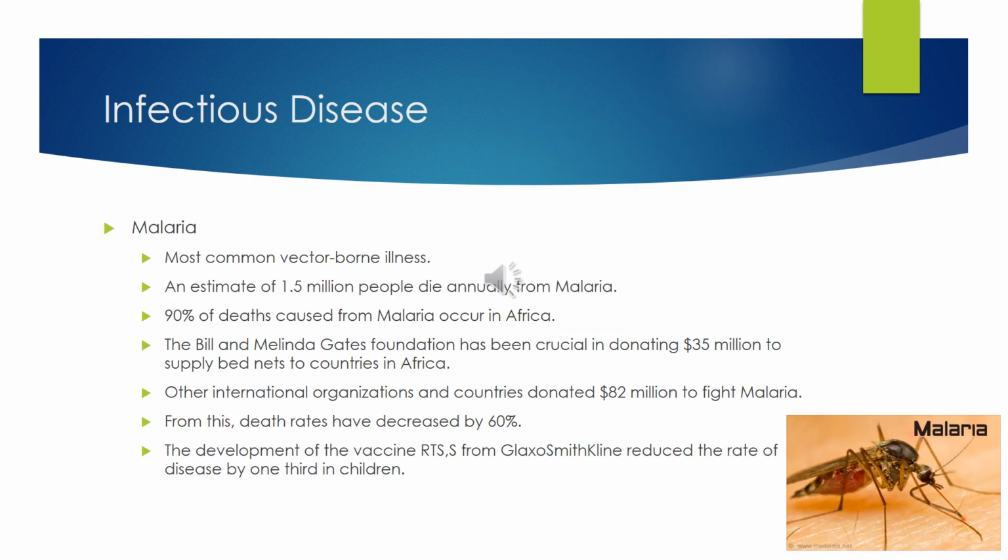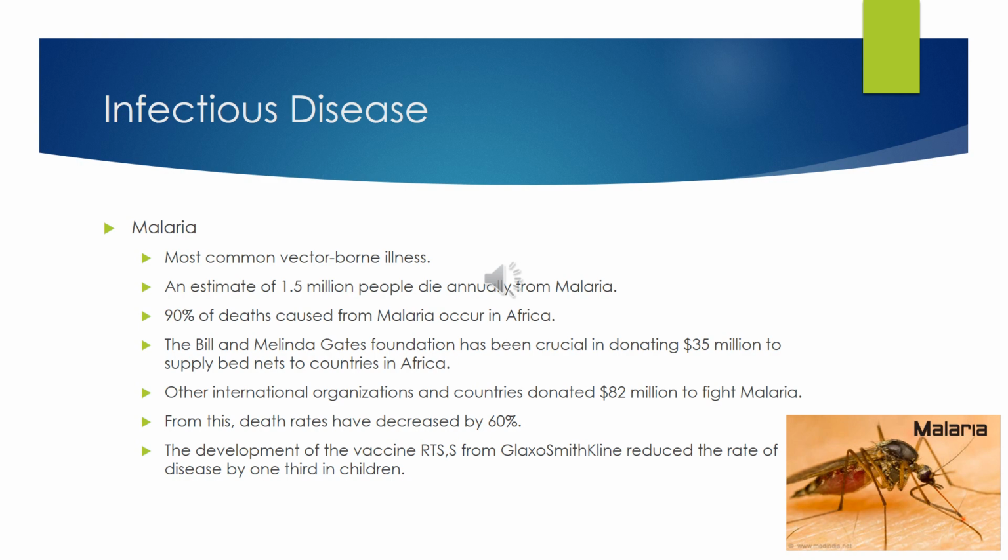Now speaking about malaria. Malaria is the most common vector-borne illness. It is transmitted through the bite of female mosquitoes infected with this disease. It is most common in areas where there is a swamp or where there is stagnant water. Typically, this is where poor populations live. In addition to having a lower socioeconomic status, they lack resources to fight the disease and for prevention. An estimated 1.5 million people die annually from malaria. 90% of deaths caused from malaria occur in Africa.